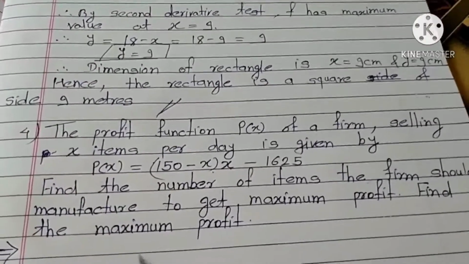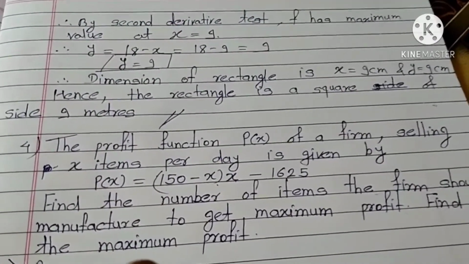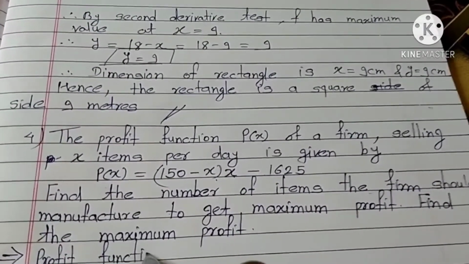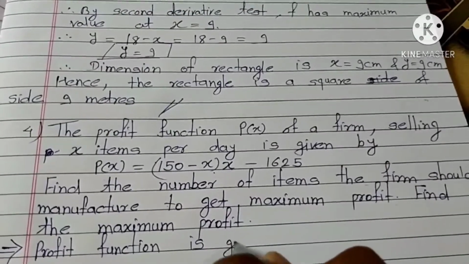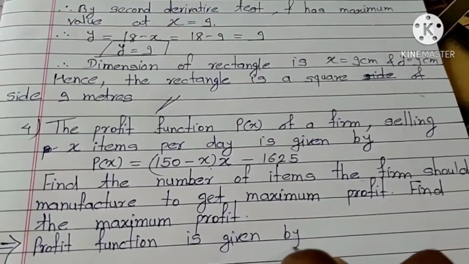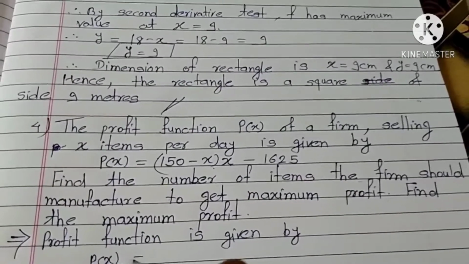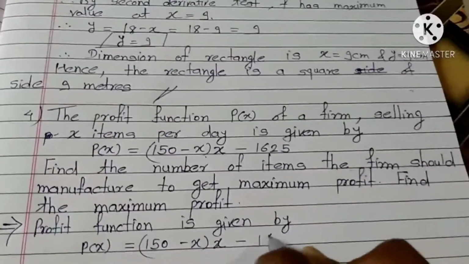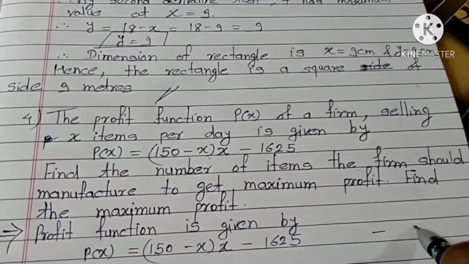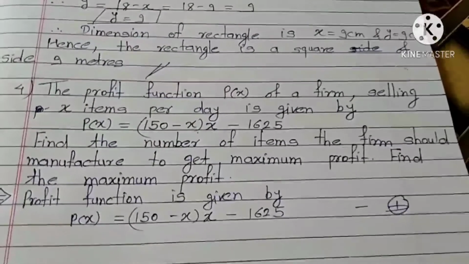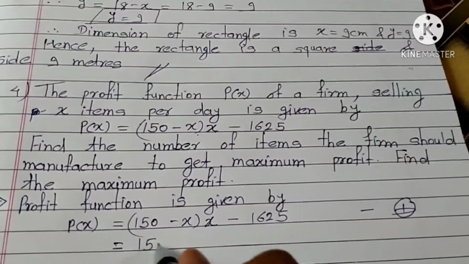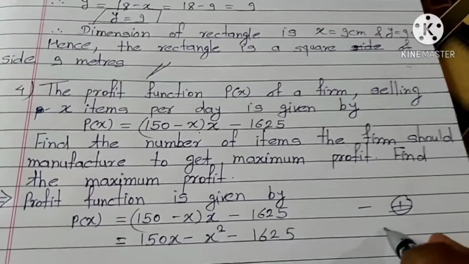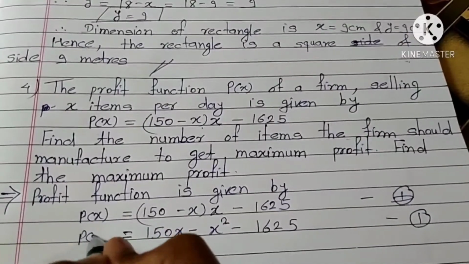Let the profit function be given by P of x is equal to 150 minus x into x minus 1625. Call it equation first. We first solve it: 150x minus x square minus 1625. This is our P of x.